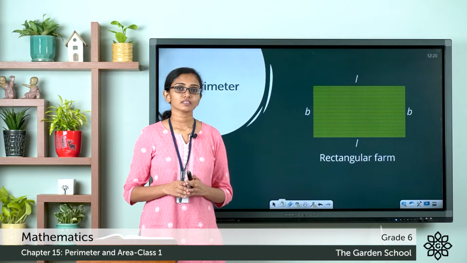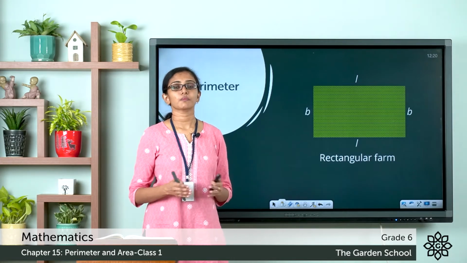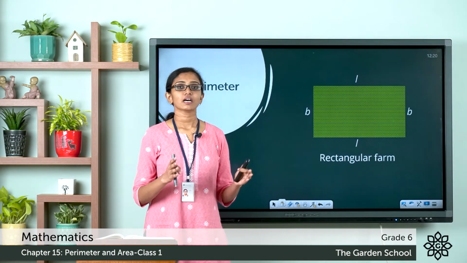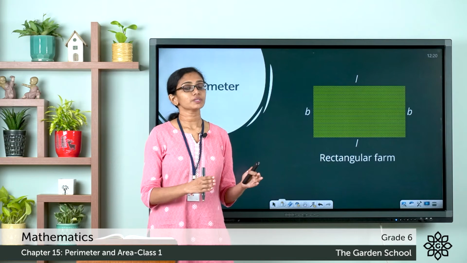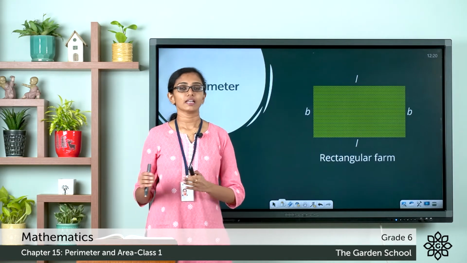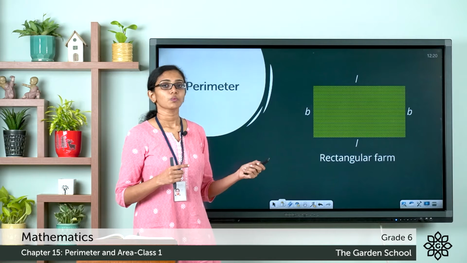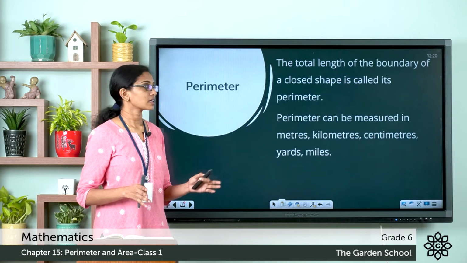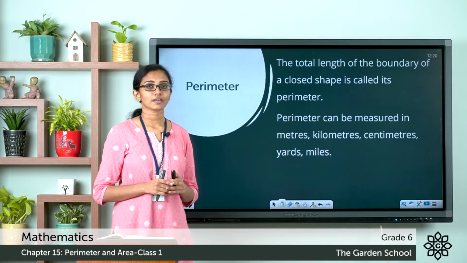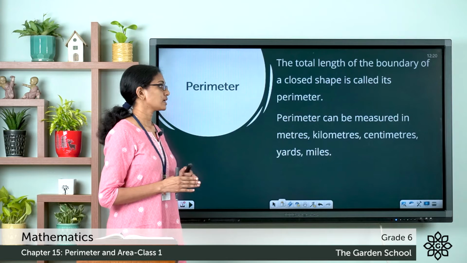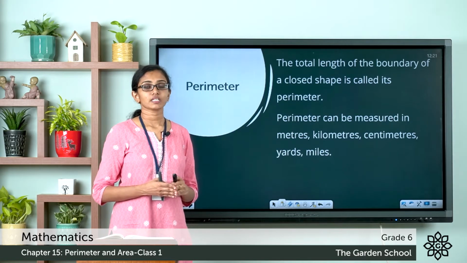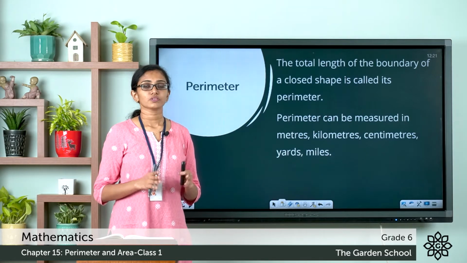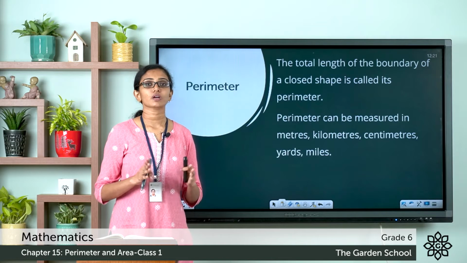This total length around the boundary is called the perimeter of a closed shape. And since it is a measure of length, the units of perimeter will be the same units of length. Let's see that once again. What do you mean by the perimeter of a closed shape? The total length of the boundary of a closed shape is called its perimeter. And perimeter can be measured in units of length such as meters, kilometers, centimeters, yards, miles and so on. So that's a brief introduction to perimeter of closed shapes.